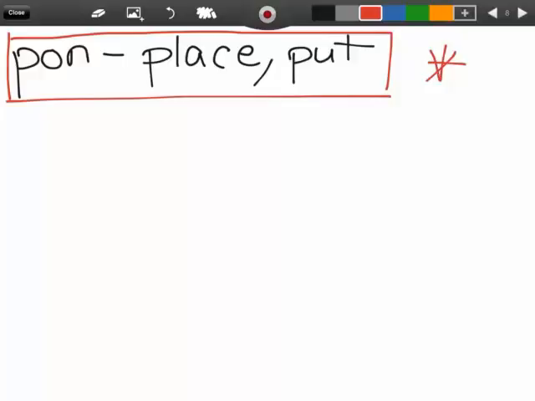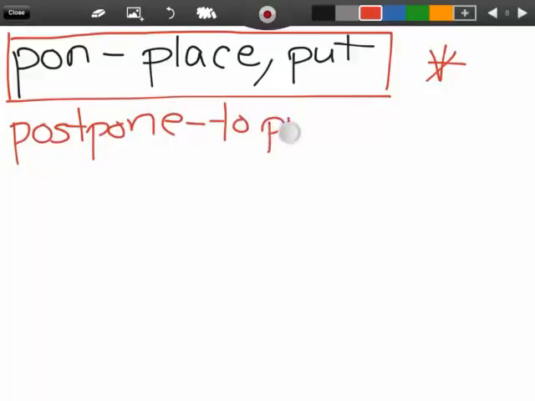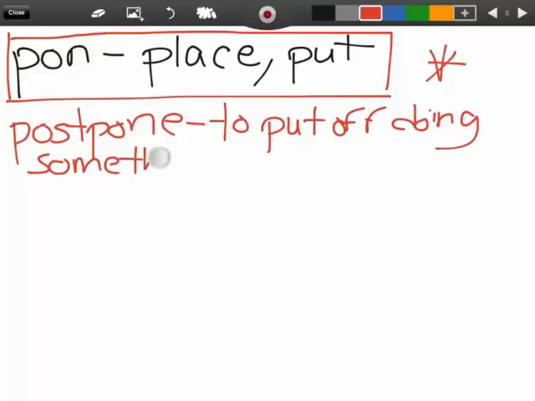I'm going to give you an example word, which is postpone, meaning to put off doing something. I'm going to go ahead and give you another example. It is opponent.